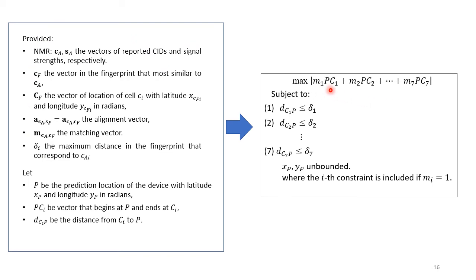The objective function is to maximize the summation of existing PCi, that is, if mi equals 1, subject to this triangulation, with xp and yp unbounded, where the ith constraint is included if mi equals 1.